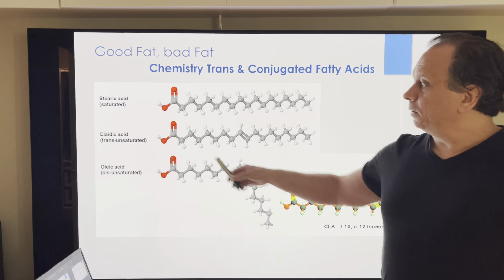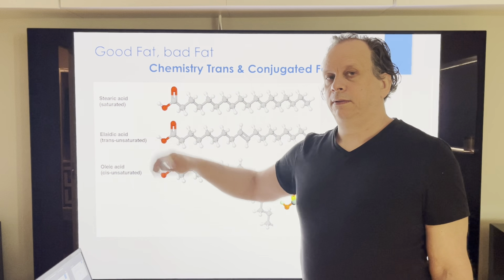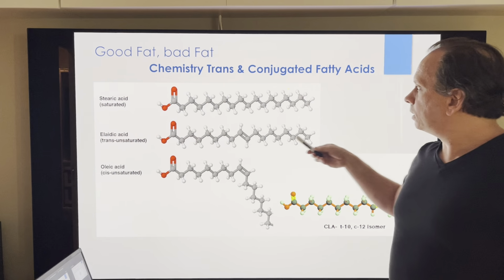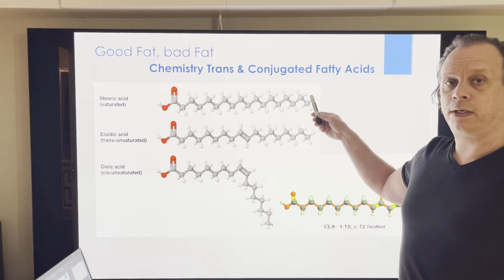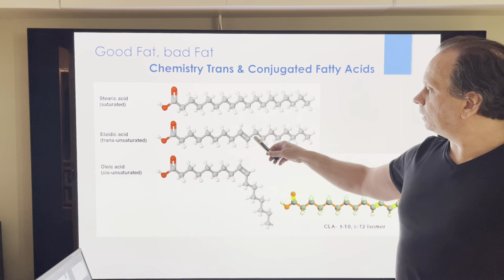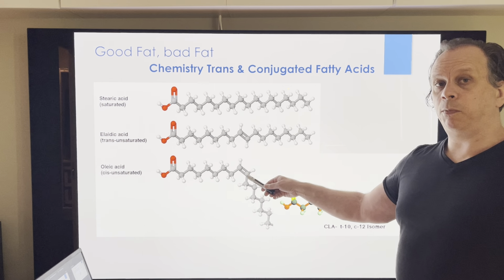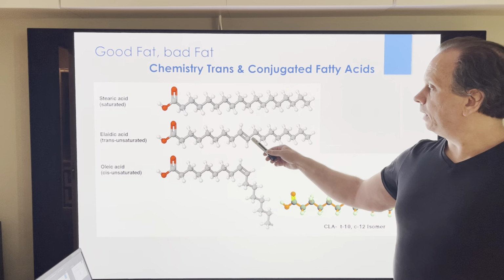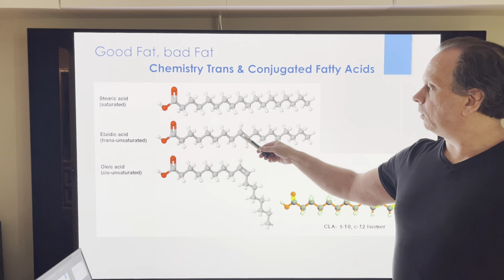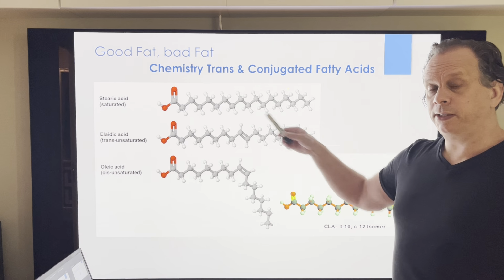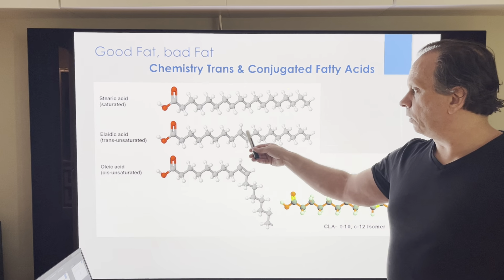Here is an example of a trans fat. And as you can see, it's straight like the saturated fat. But it still has one double bond here, but you don't see it so easily. Here you see it's bent and you see where the double bond is. But here it's a little bit hidden. But there's still a double bond, which means less hydrogen for protection. So this one is also vulnerable.